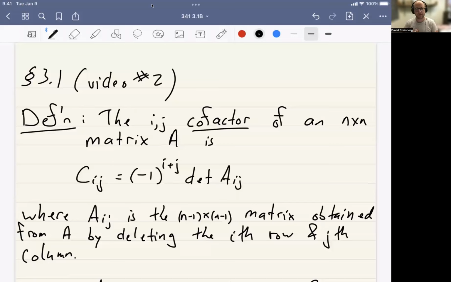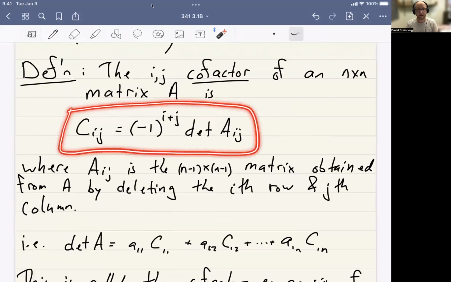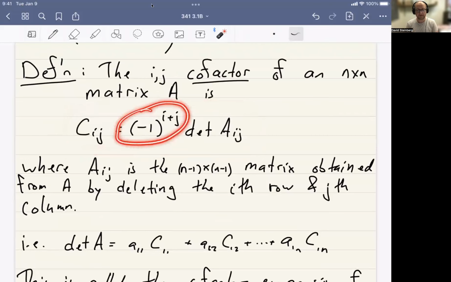Okay, so then we're going to make a quick little definition before we get to our first theorem of this section. The ij cofactor of an n by n matrix A is just a slight variation on what we've seen already. It's a positive or negative sign times the determinant of Aij, where now instead of A1j, which we saw before, we're looking at the n minus 1 by n minus 1 submatrix obtained from A by deleting the ith row and jth column.